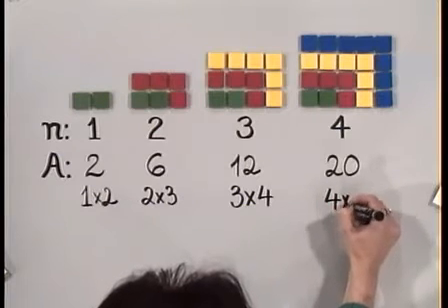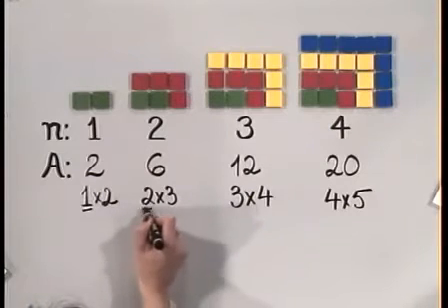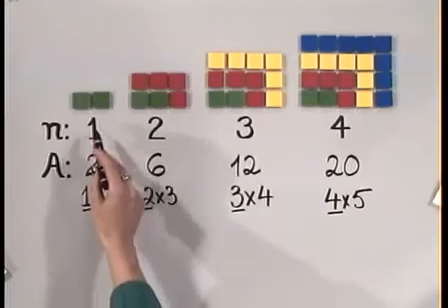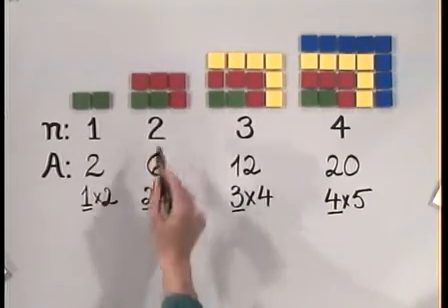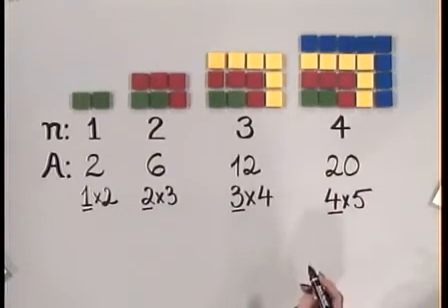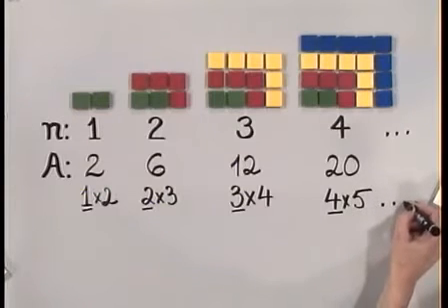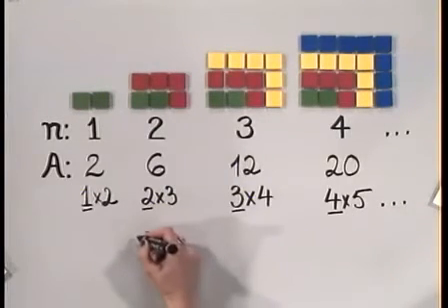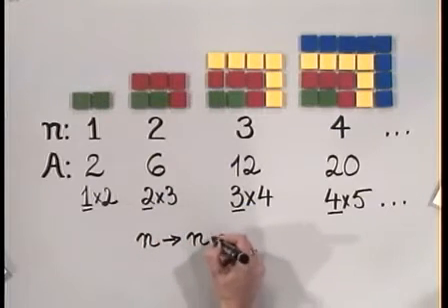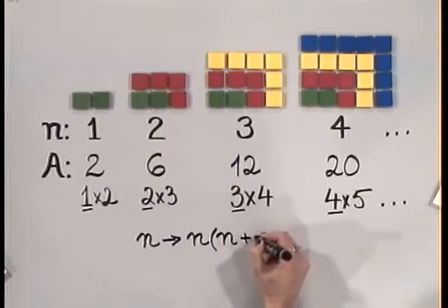What I'd like you to notice is that the first number in each of these products corresponds to the n number. So figure 1 is 1 times 2, 2 is 2 times 3, 3 is 3 times 4, 4 is 4 times 5. Well, since this goes on and on and on, what would we write for the nth figure? Well, the nth figure would give us n times the next number, but the next number is n plus 1.